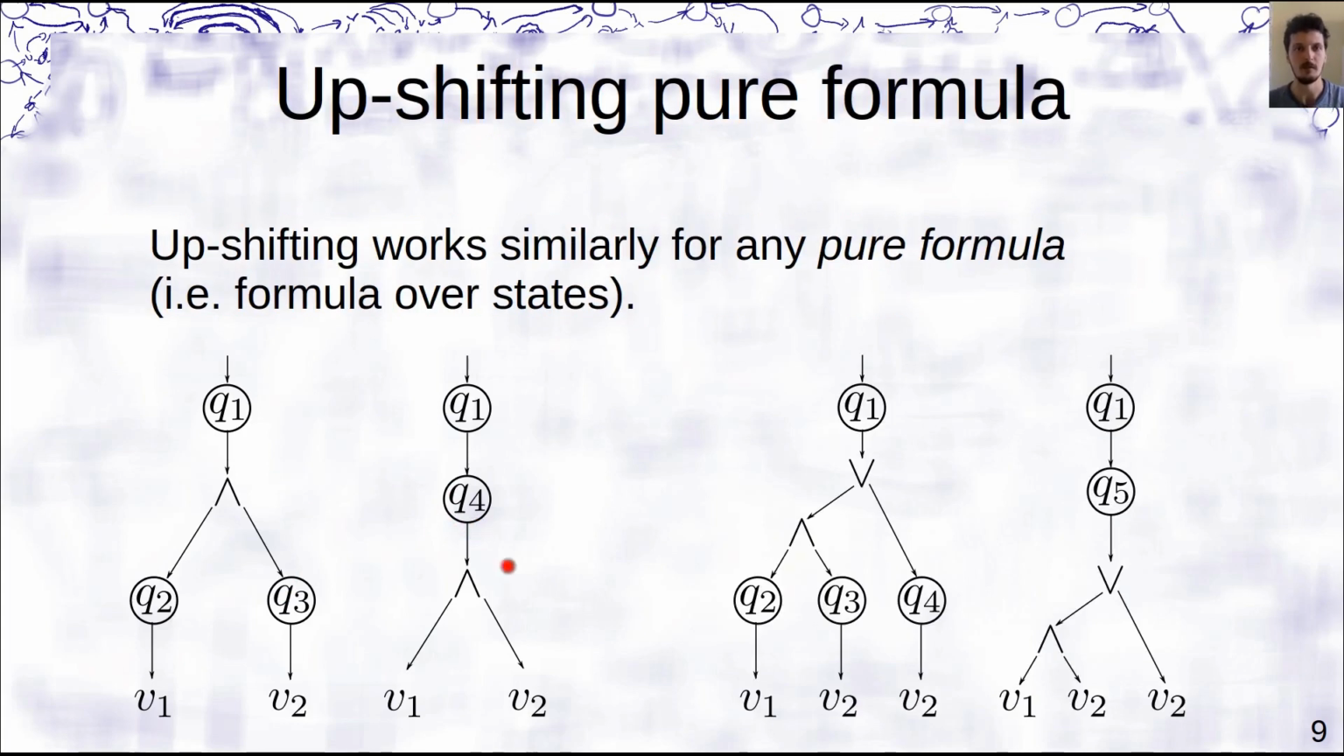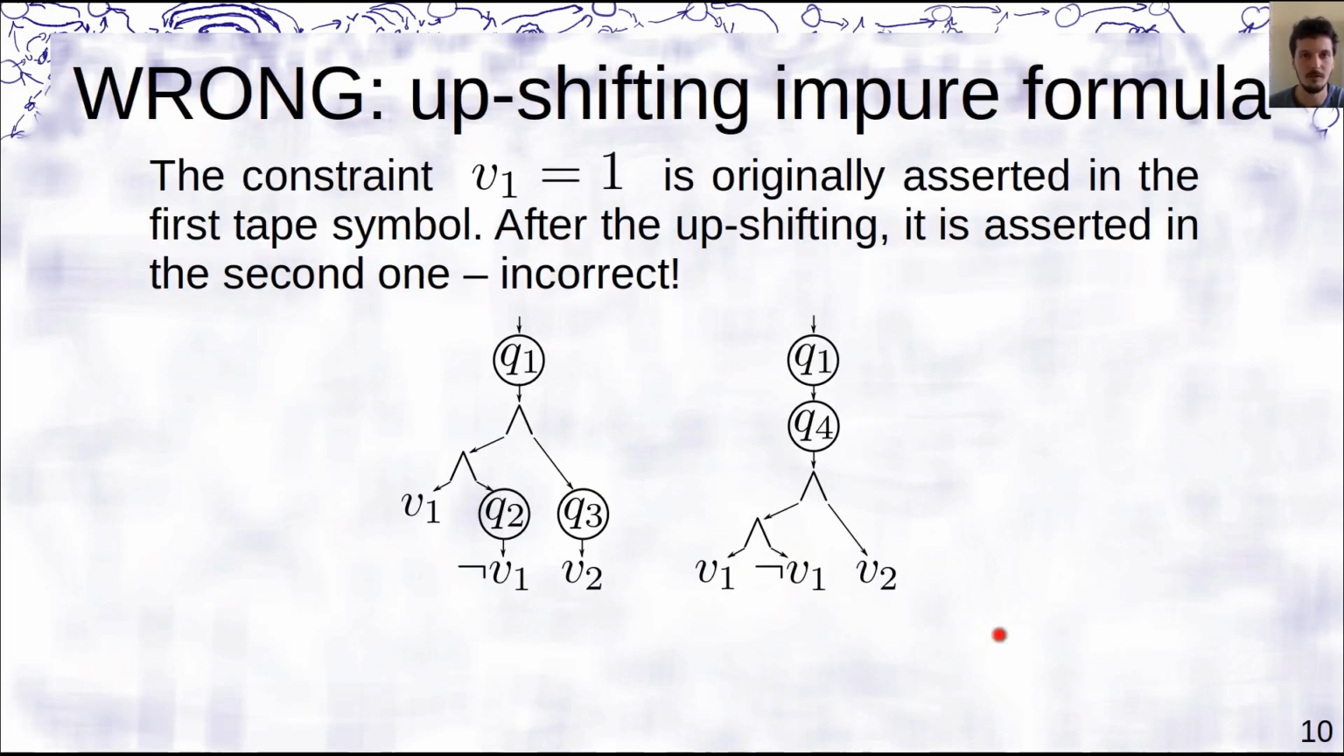Upshifting works not only for the conjunction, but for any formula that contains only states and no symbolic constraints. We call such formula pure. But it doesn't work for impure formula, as shown in this example. Upshifting is impossible in this setting.